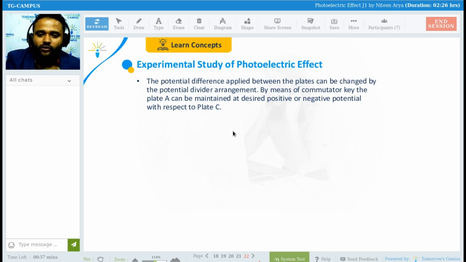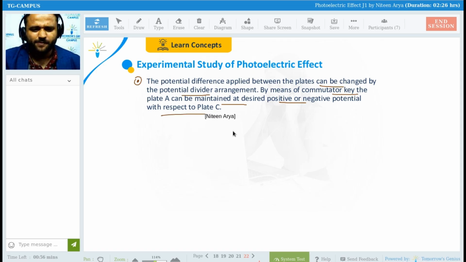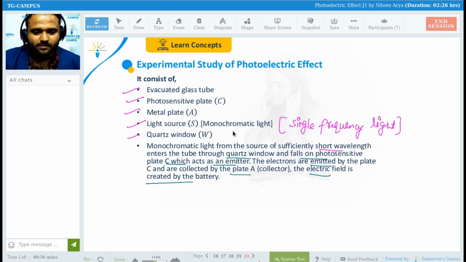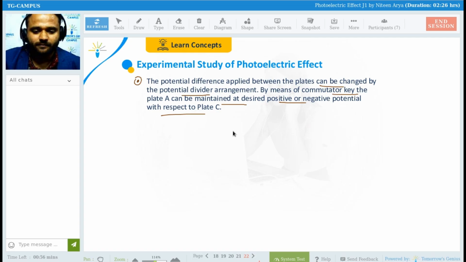Where I was, yeah. Experimental study of the photoelectric effect. The potential difference applied between the plates can be changed by the potential divider arrangement. We arrange a potential divider. What is a potential divider? The variable resistance can change the potential. By means of a commutator key, plate A can be maintained at a desired positive or negative potential with respect to plate C. With this setup, I can change the potential of this plate. The moment I change the variable resistance, the potential changes, so it is in my hand.